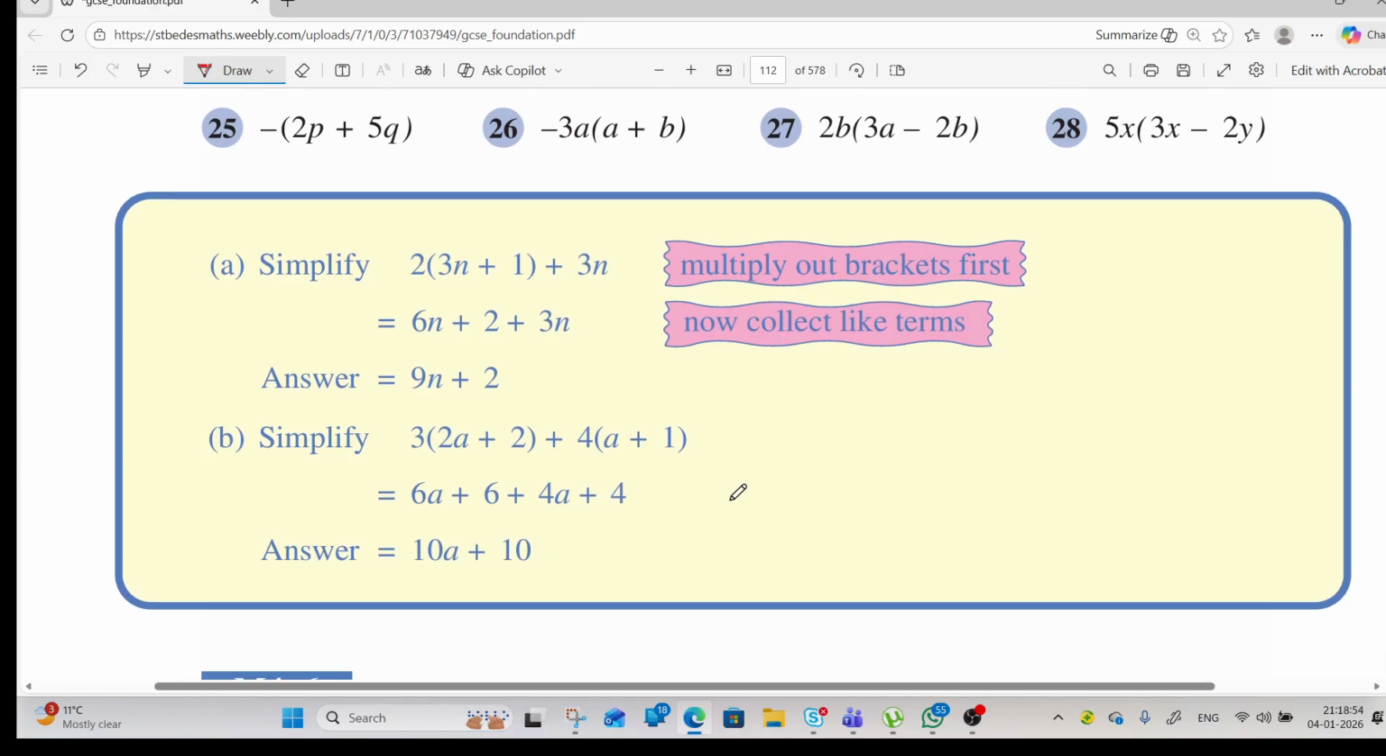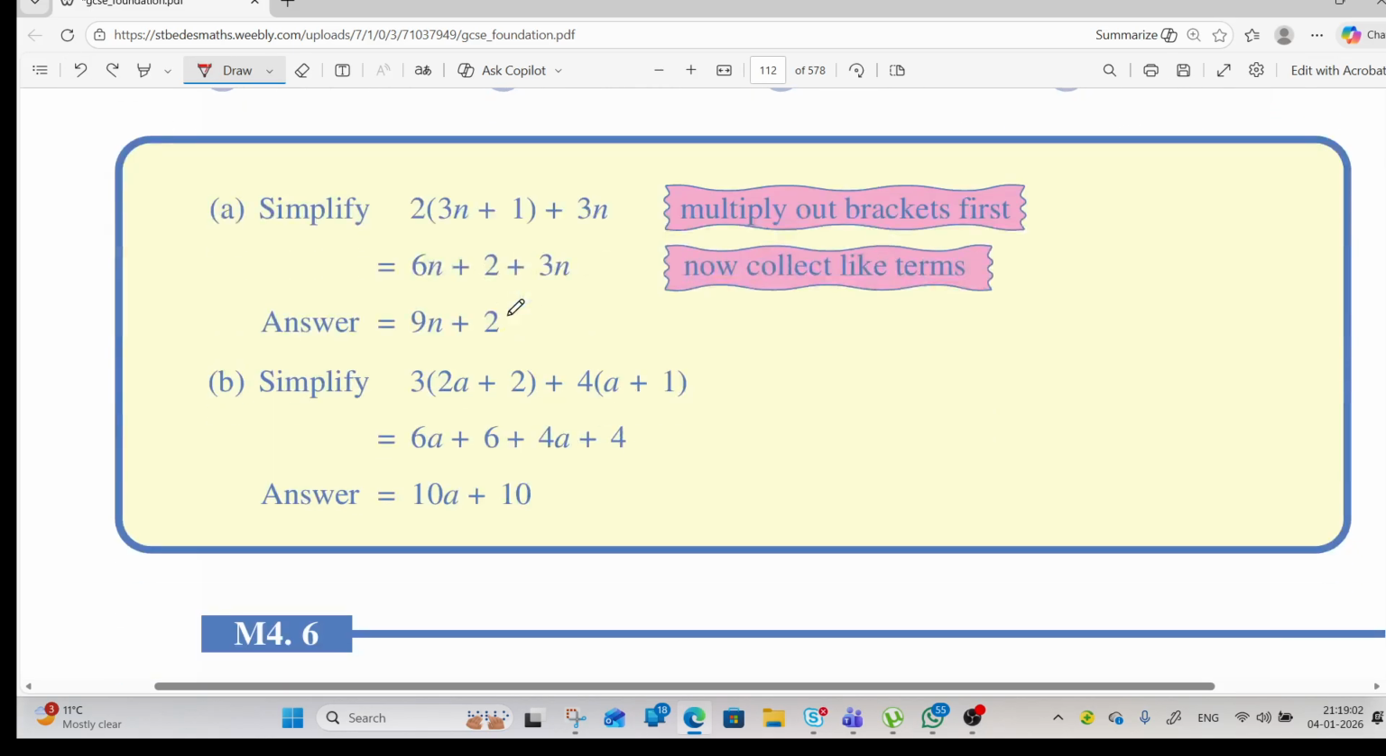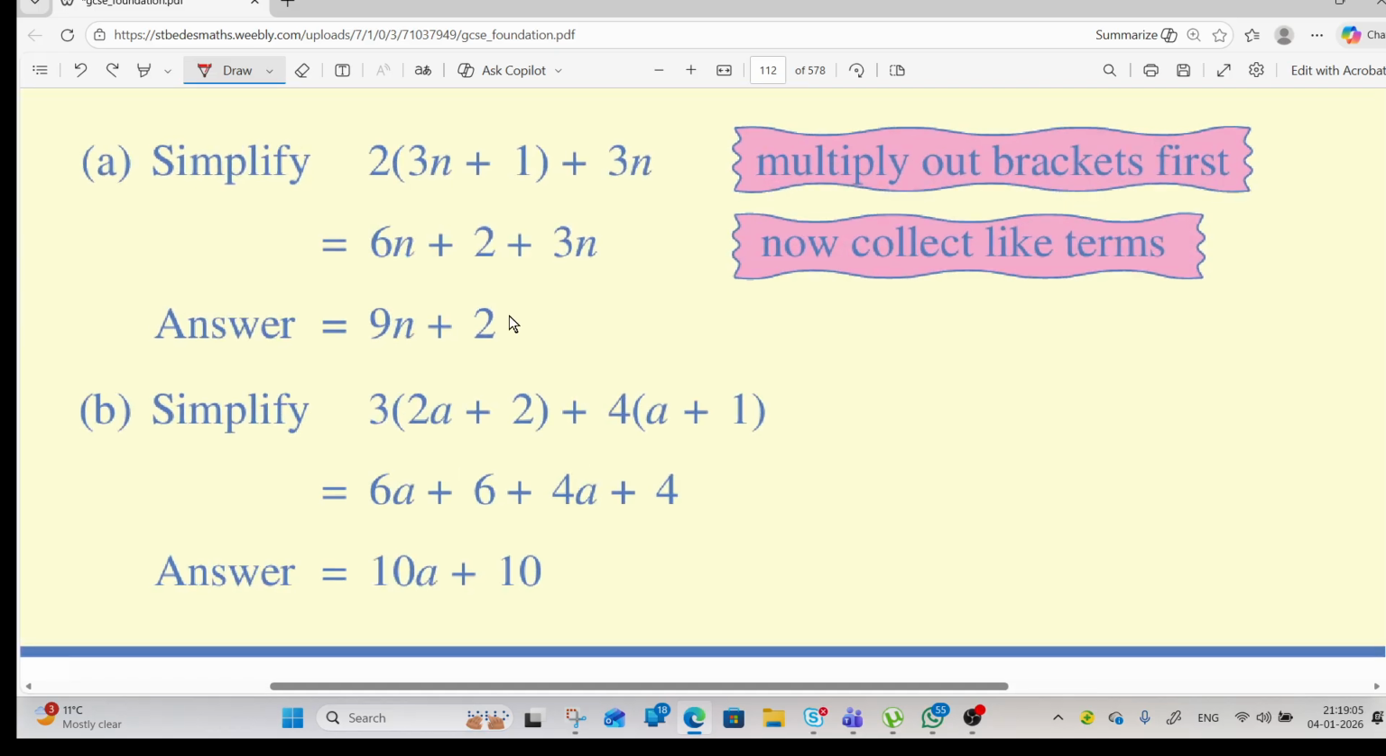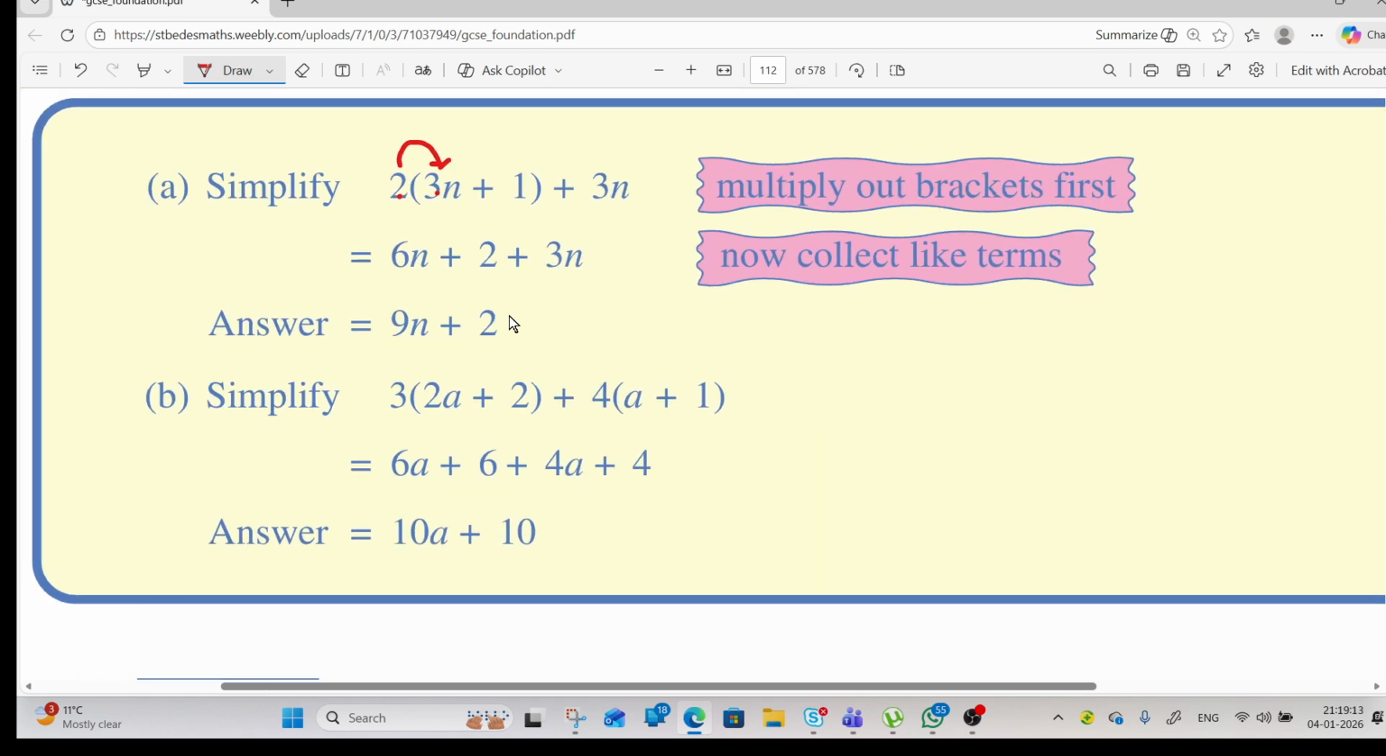Multiplying out brackets first and then collecting. Suppose here we have a bracket term and then there we have some term. So first we solve the bracket. Like here, first we multiply this with this. 2 times 3, 6, and we have n there, so 6n. Then we have a positive sign. 2 times 1 is 2. Then we have 3n, which we write as it is. Now these two terms are like terms, so we can add them. 6n plus 3n is 9n, but 2 is unlike 9n, so that's our answer.